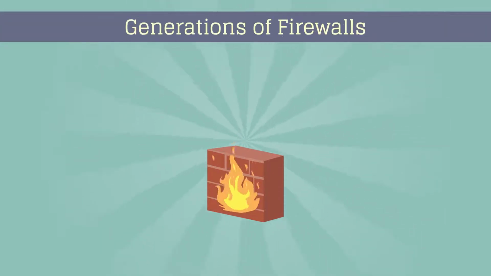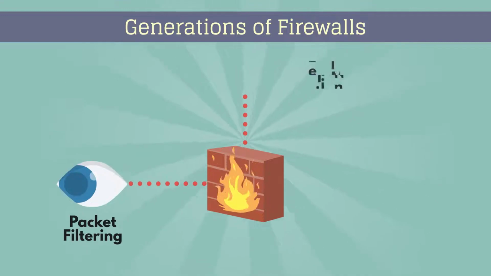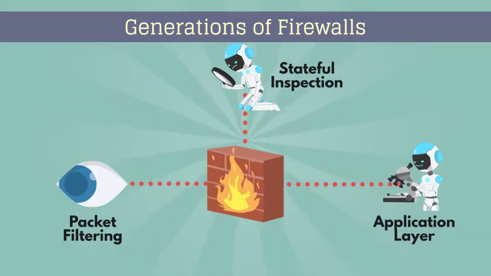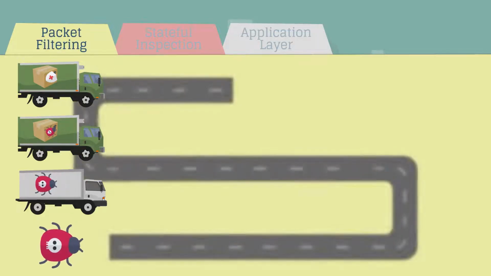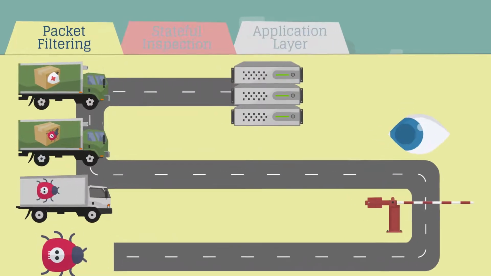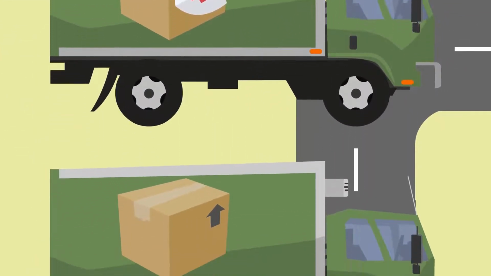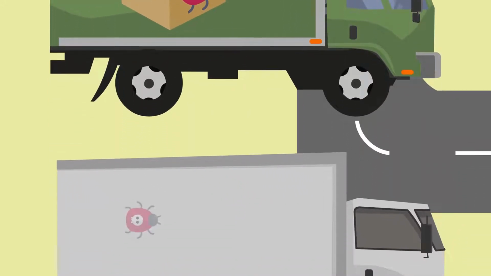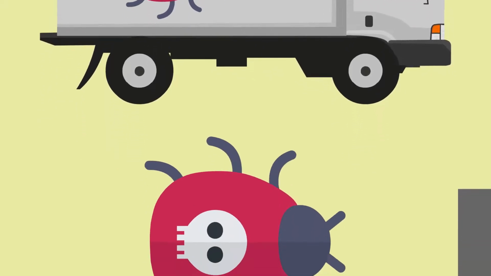Firewalls can be classified according to the generations into three types, which are packet filtering firewall, stateful inspection firewall, and application layer firewall. Packet filtering firewalls are the oldest, most basic type of firewalls, and operate at the network layer. They simply check a data packet for its source IP and destination IP, the protocol, source port, and destination port against predefined rules to determine whether to pass or discard the packet.